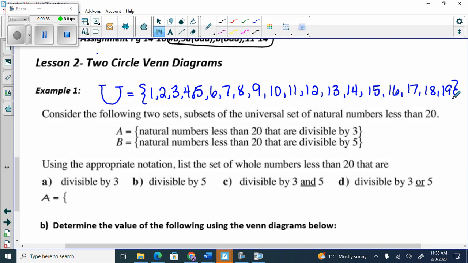So here it says use the appropriate notation, list the set of natural numbers less than 20 that are divisible by 3. Typo, natural numbers. Sorry. So which ones are divisible by 3? Divisible by 3 means I can divide it by 3 and I don't get a decimal, correct? So our first one would be 3, then 6, 9, 12, 15, 18.